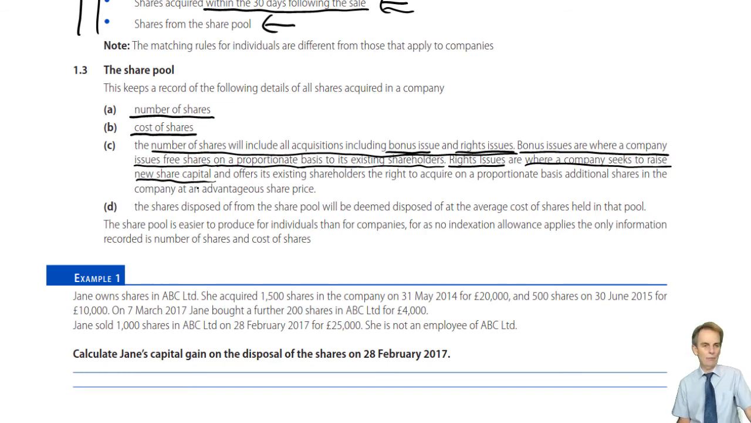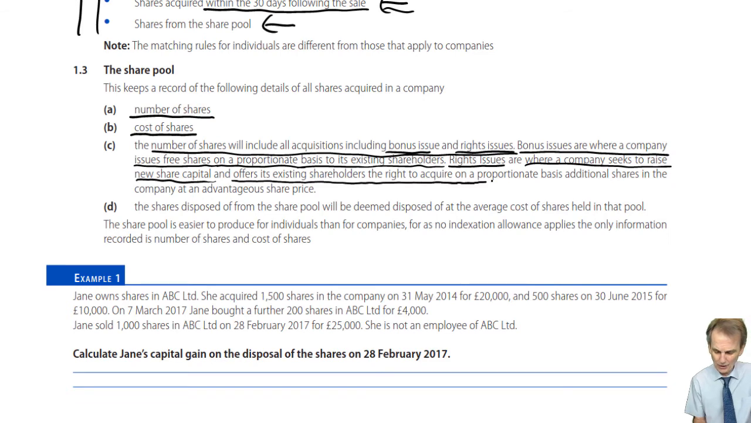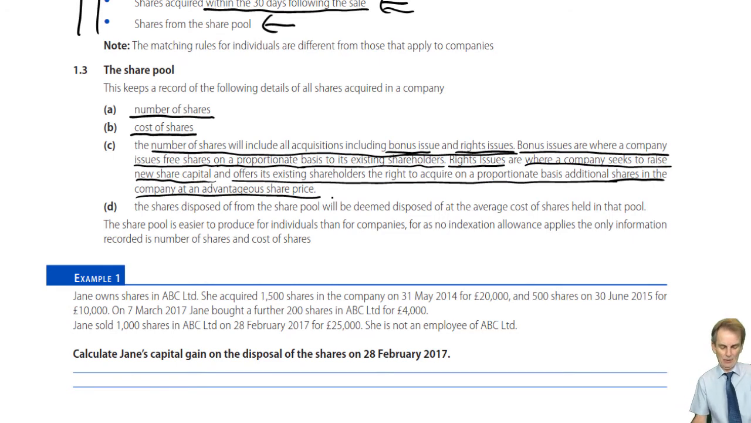Here we go, guys. For every, and that can be whatever terms you wish, but say for every 4 shares you own in the company, you can acquire 1 more share, a 1-for-4 rights issue, at this particular price. A price, of course, that would be somewhat discounted from the current market price of those shares. What a good deal that is. It's then down to the individual shareholder to decide whether they want to part with more money and acquire those additional shares. So, raising new share capital offers existing shareholders the right to acquire, on a proportionate basis, additional shares, like 1 for every 4 shares held, at an advantageous share price.